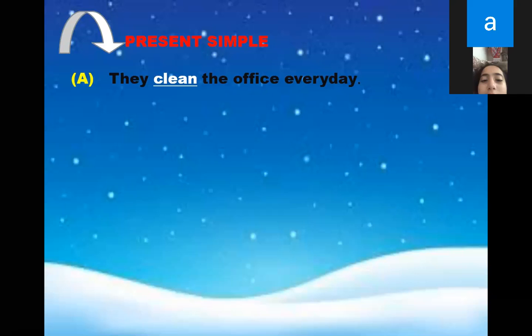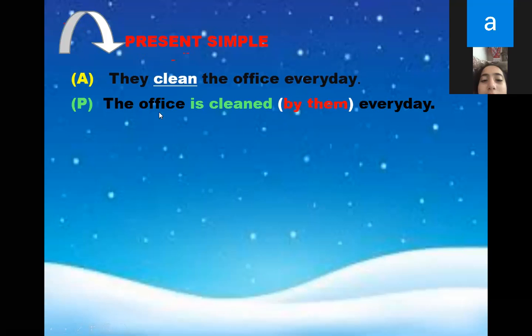The office. In the present simple, we add am, is, or are plus the past participle of the given verb. Okay? So it will be: The office is cleaned by them every day. And the by them is optional. You can write by them or not.